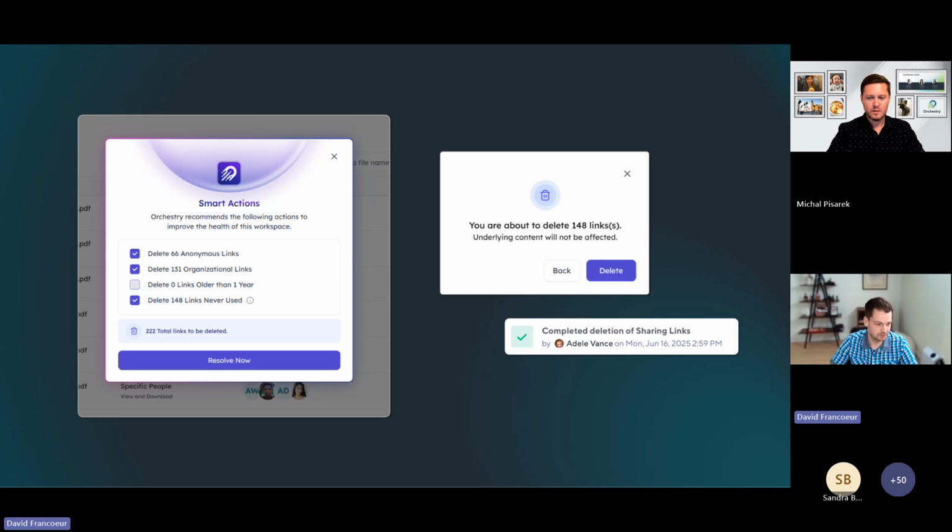That's the low-hanging fruit, right? That's the area where if you don't know where to begin, at least 3 out of 4 of these for sure, the anonymous, the old, and the never used, are good places to start with that initial cleanup, right? And we can help you do that with a single click, make this really simple. And as with everything else in Orchestry, we will log that and make sure it's trackable historically.